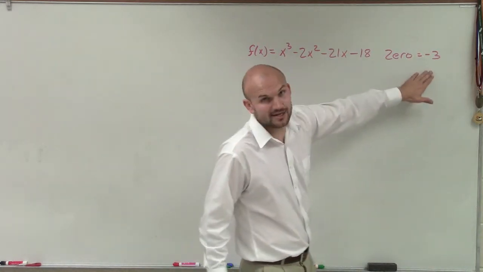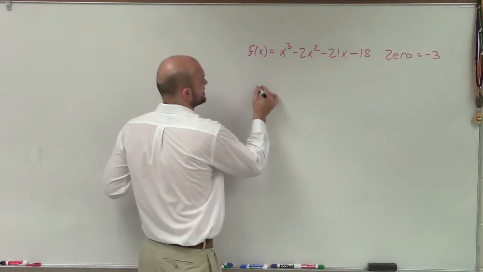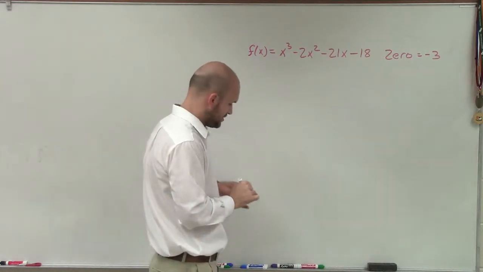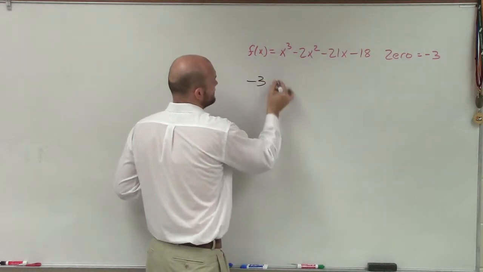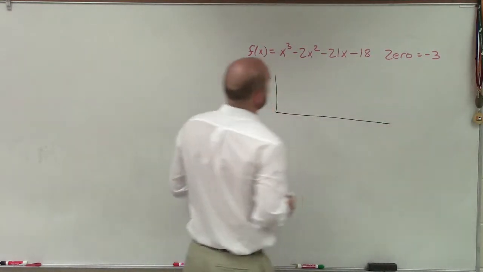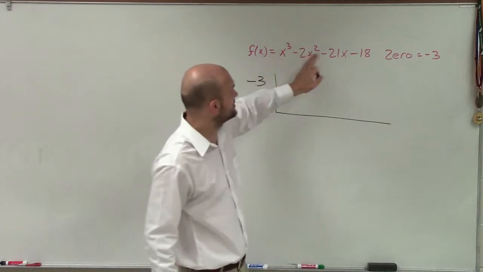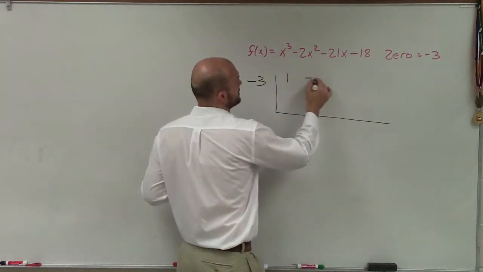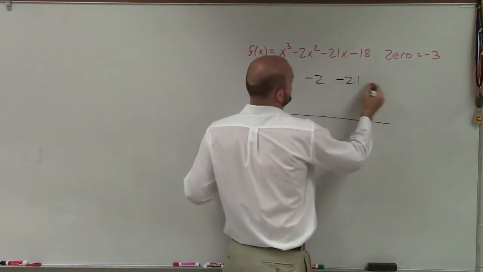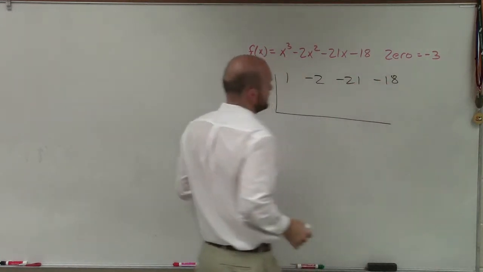So if I'm given a zero, then I can set up my synthetic division, and that marker doesn't work, so let's go to the next one. So I'd say -3, and then I set up my synthetic division. Now remember, when setting up synthetic division, we need to make sure we take the coefficient of each and every one of our terms. So my coefficients are 1, -2, -21, and -18.